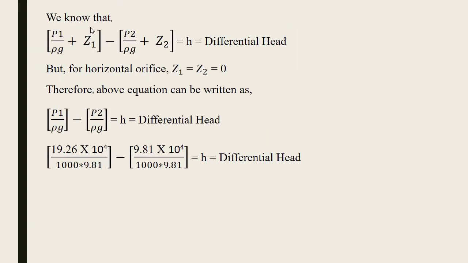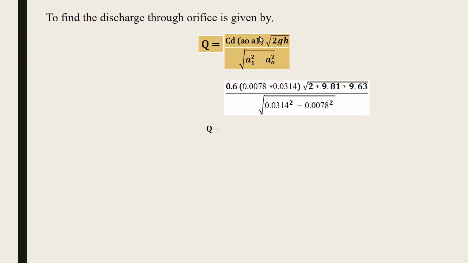Now we know this, right? We know to apply this discharge through the orifice meter. We know this formula, that is Q is equal to CD into A naught A1 into root of 2gH divided by root of A1 square minus A0 square. In this, I know the coefficient of discharge, that is 0.6. A naught and A1 values I know. Right? The only value that is unknown is H.